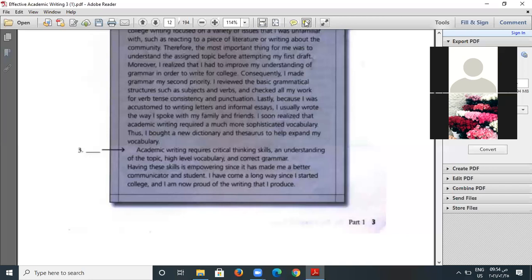Clear? Having this skill is empowering since it has made me a better communicator and student. I have come a long way since I started college and I am now proud of the writing that I produce. This is an insight. It talks about the writer's case: when he used these ways he became a good writer and he is proud of his writing. Yes. Clear? Any questions?